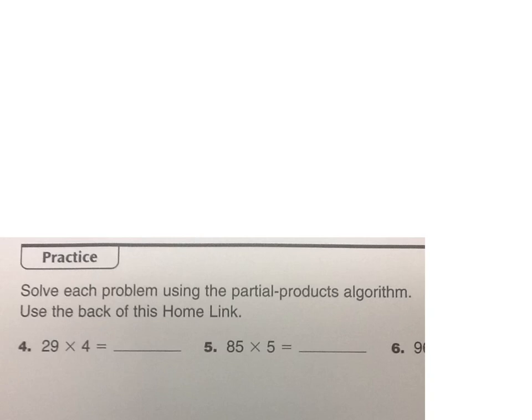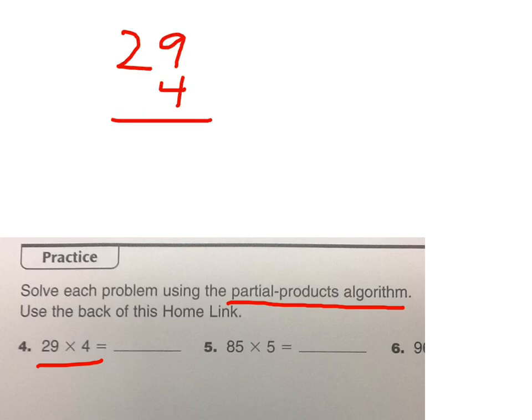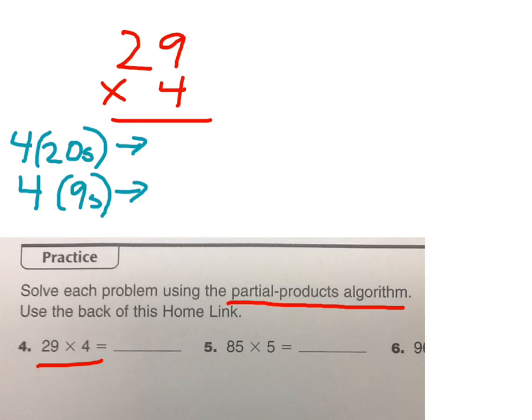And finally, partial products algorithm, just a quick review. 29 times 4. We're going to do 4 20s and then 4 9s, like this. And then I think you can figure out this answer here and then add them together.